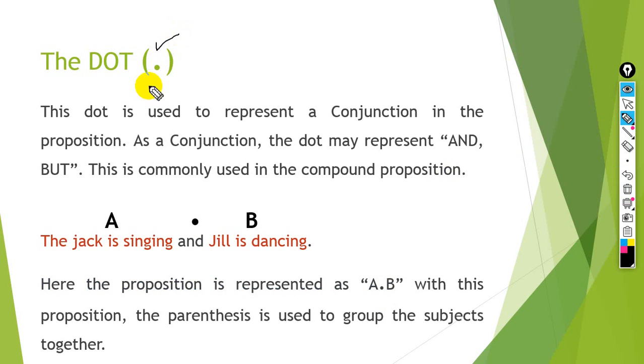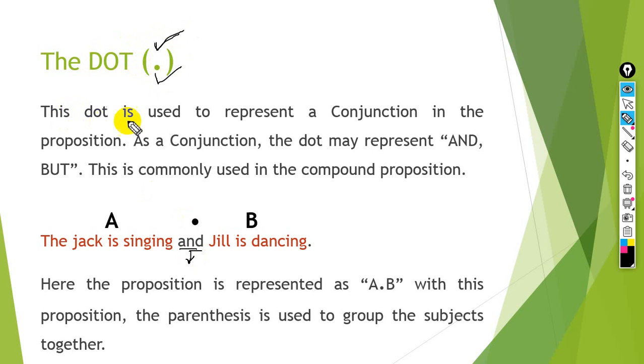So what is the dot symbol? The dot symbol represents conjunction. In English, as you may have studied, "and" and "but" are the conjunctions in parts of speech. So for the representation of conjunction, what are we using? We are using the dot symbol.